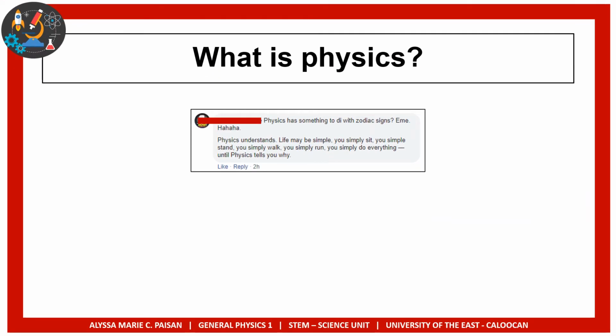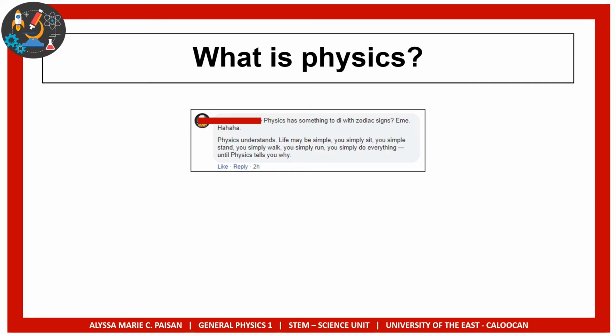And then lastly, we have here physics has something to do with zodiac signs. There's a background story for that, but in physics, I don't teach zodiac signs, apparently. Physics understands life may be simple. You simply sit, you simply stand, you simply walk, you simply run, you simply do everything until physics tells you why. Wow, very good siya doon, no?